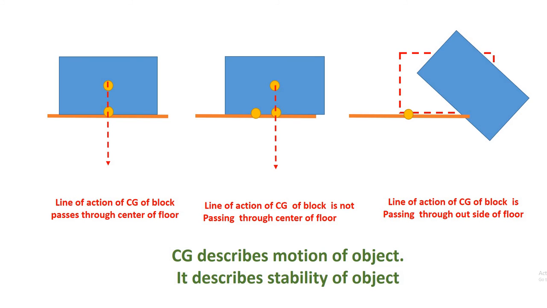Why? Because here you see this is the CG of this block. Now where is the line of action of this particular CG of the block? It is passing over here from this point, and where is that point? It is outside of the floor, right? So that's why now this object is not stable, right? So it also describes the stability of an object, right? So now I hope the concept is clear, right?